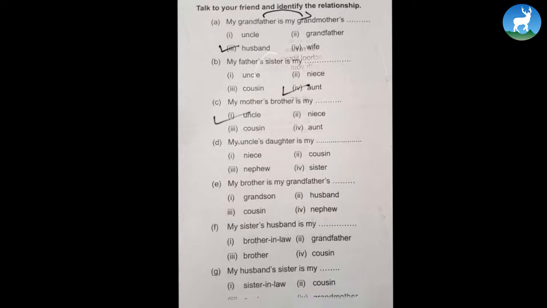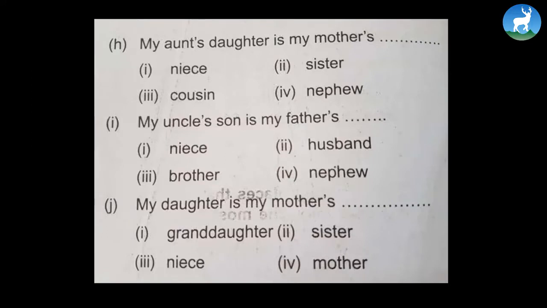Okay, so this way you can do D, E, F, G. See, G, just in case a few words are missing here, I'll fill it up. My husband's sister is... is it aunt or is it niece? What do you say? My husband's sister is my sister-in-law. So to know these relationships, again, consult a dictionary. Consult a dictionary right away and you can do all these exercises pretty easily. As we move further, it continues till number J.